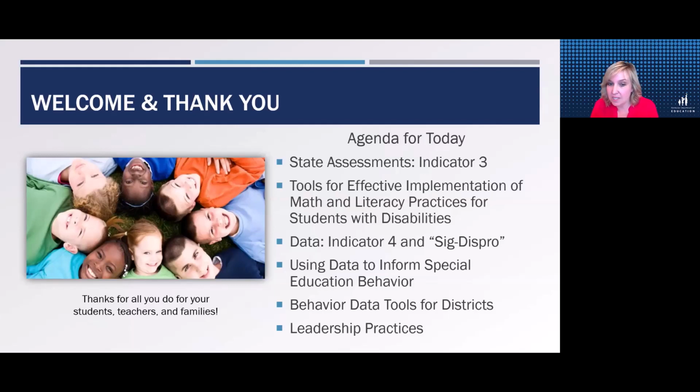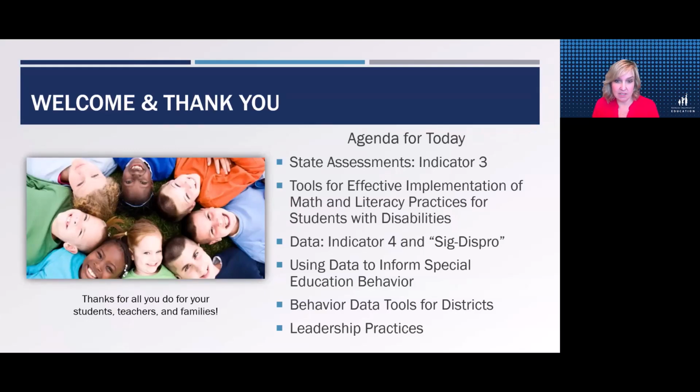So for our agenda today, we're going to be looking at state assessments and indicator 3. We're going to look at tools for effective implementation of math and literacy practices for students with disabilities. Data, looking specifically at indicator 4 and significant disproportionality, using data to inform special education behavior and behavior data tools for your districts, and then leadership practices as they relate to all of these things.